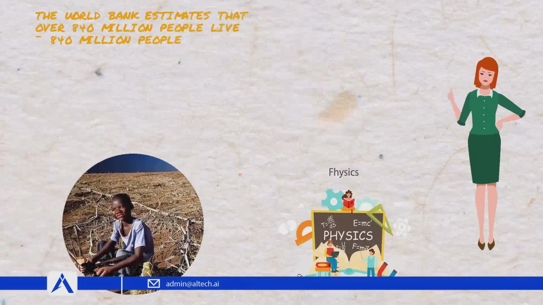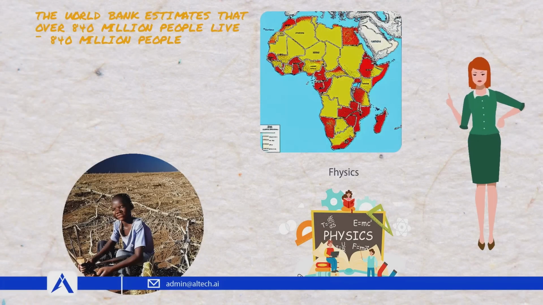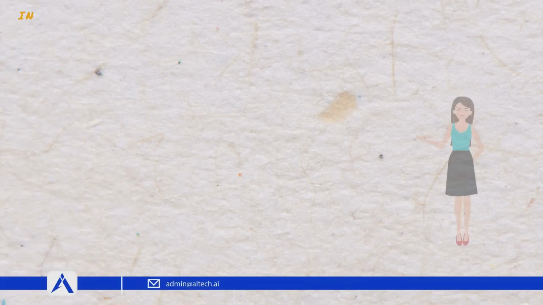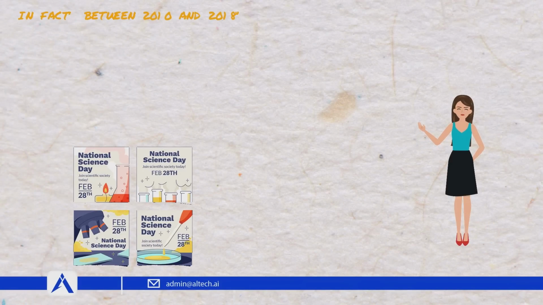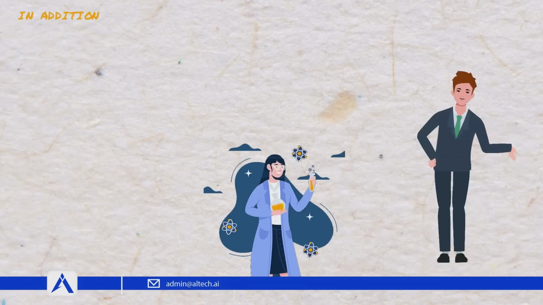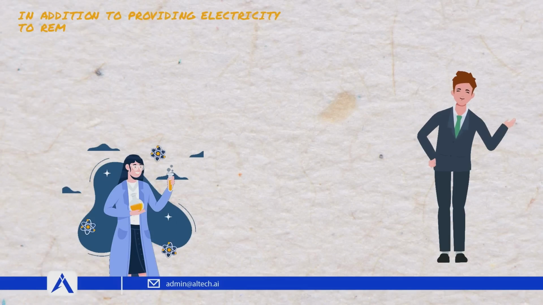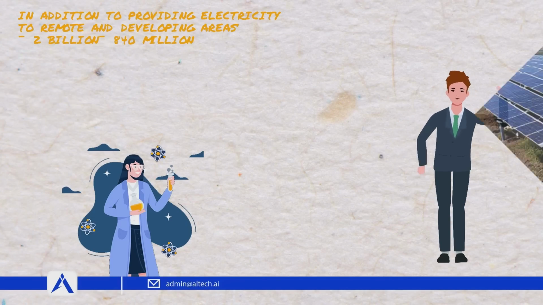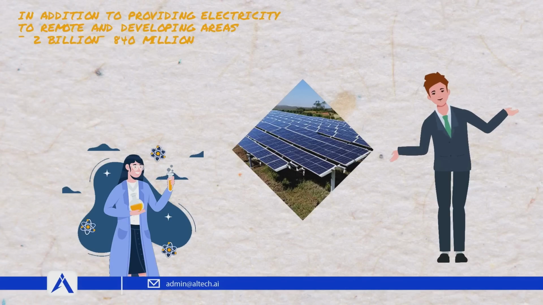Solar energy is particularly important in developing countries, where access to electricity is limited. The World Bank estimates that over 840 million people live without access to electricity, with the majority of these living in sub-Saharan Africa and developing Asia. Solar energy is an affordable and sustainable solution to providing electricity to these communities. In fact, between 2010 and 2018, the number of people globally without access to electricity fell from 1.2 billion to 840 million, with solar energy playing a significant role in this achievement.